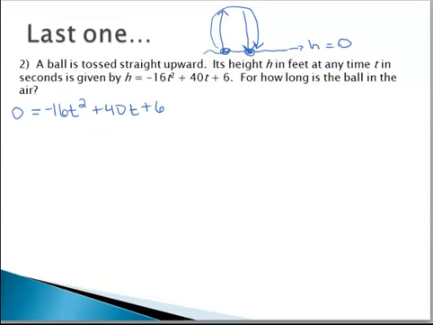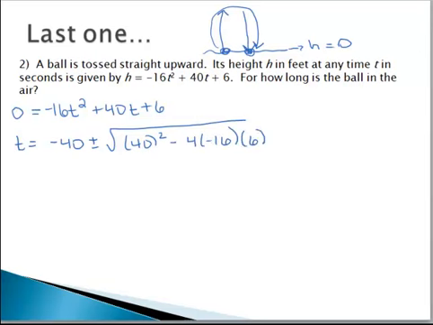This is a quadratic equation. We can use the quadratic formula. It is in standard form. So not x, but t. t is equal to negative b plus or minus the square root of b squared minus 4ac, all over 2a.